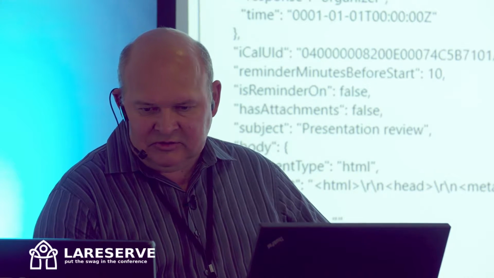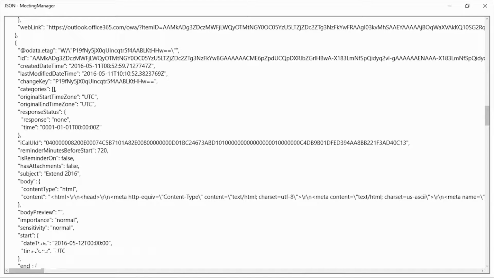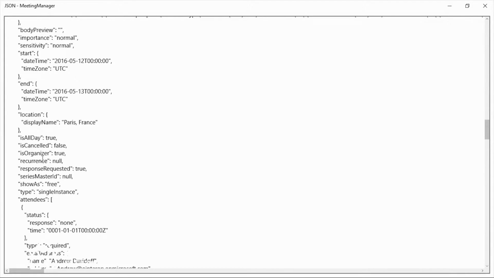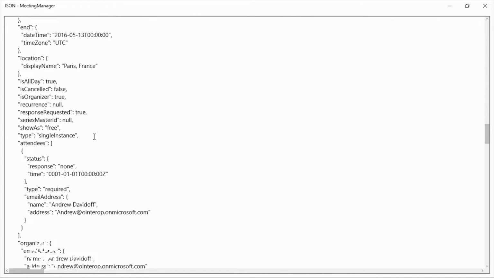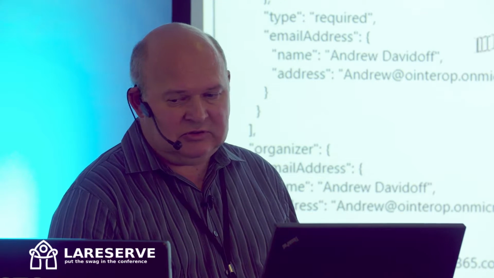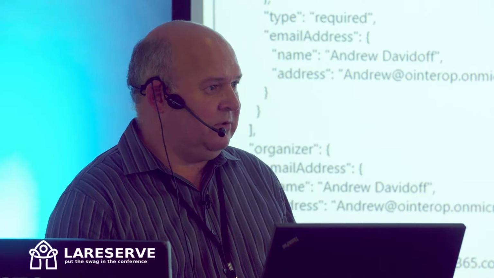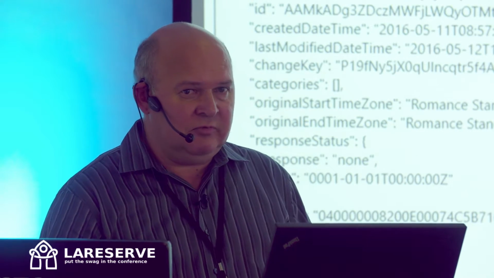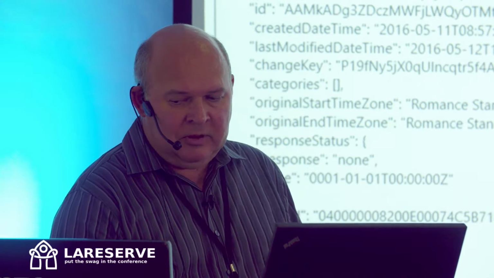We have a bunch of meetings. Extend 2016, that's today. And what you're getting back is a lot of data that you can use to display and make decisions. I want to point out how easy it is to get this data. It's just relatively simple calls, and you get a lot of information that allows you to build the view of your calendar or operate on your calendar.